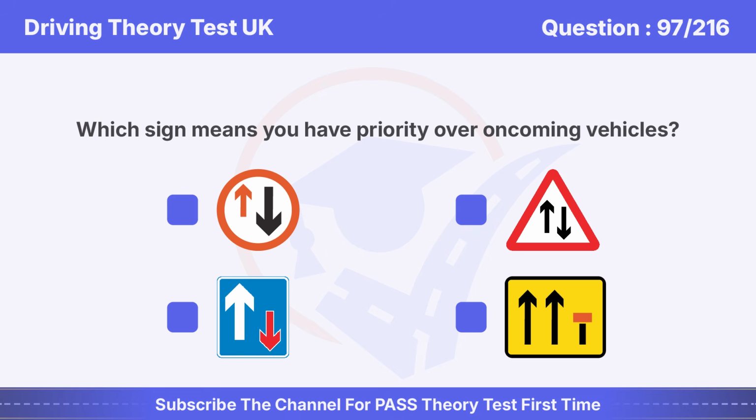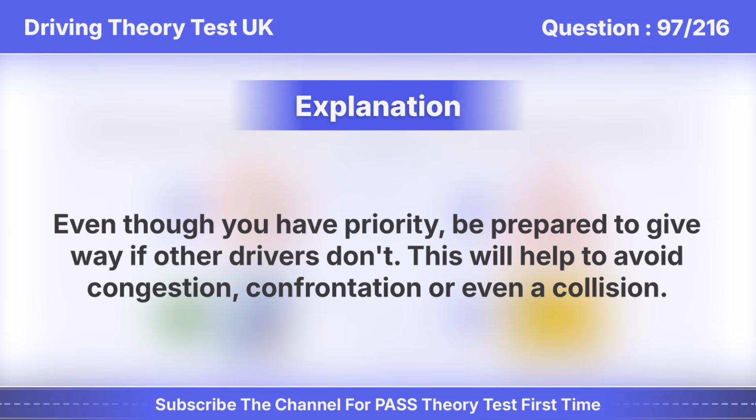Question 97. Which sign means you have priority over oncoming vehicles? Answer is C. Even though you have priority, be prepared to give way if other drivers don't. This will help to avoid congestion, confrontation, or even a collision.